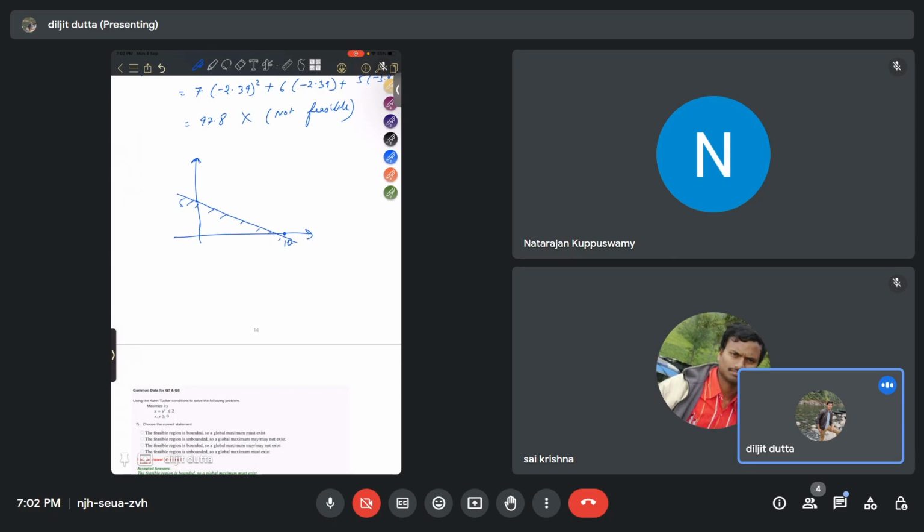Next, x minus 3y is less than or equal to 9, so x by 9 and y by minus 3.